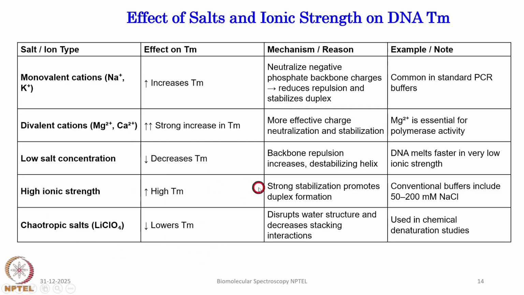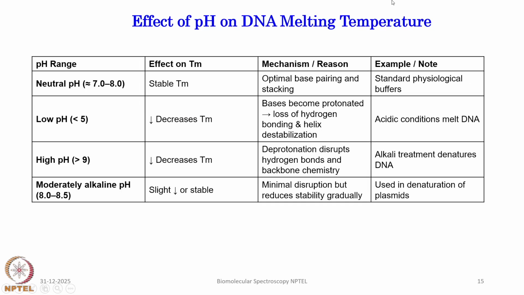Chaotropic salts like lithium salts basically lower the Tm. So, these are the salts that can change the Tm depending upon whether they are stabilizing or destabilizing. Similarly, pH plays an important role. At neutral pH, the Tm is stable, as it is optimal for base pairing and stacking. This is the standard physiological condition, but if you lower the pH, lowering pH means more hydrogen ions added, that basically decreases the Tm.